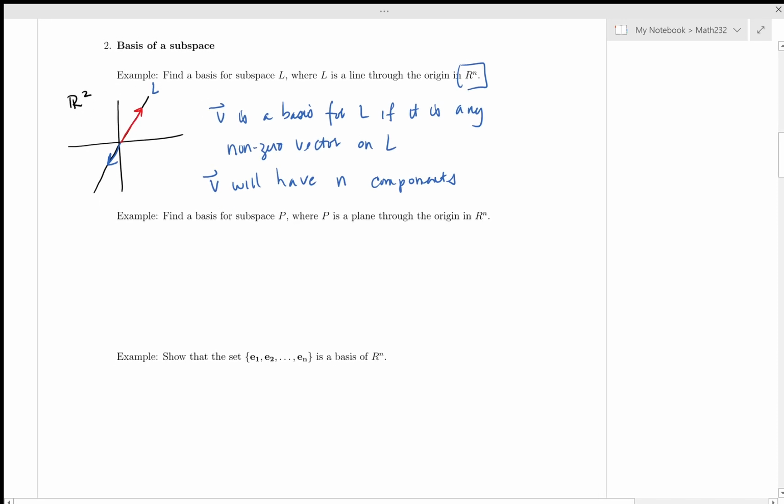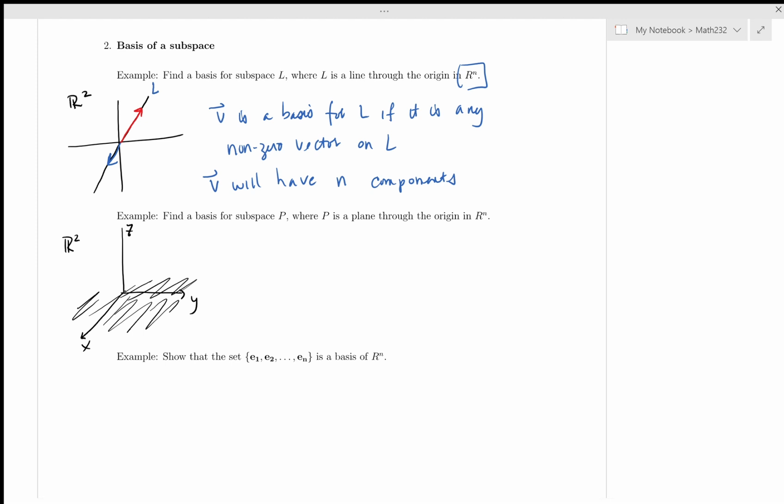Okay. All right, find a basis for the subspace P, where P is a plane through the origin in Rn. Let us just again go back to a lower dimension, at least not in general Rn. Let us just take a look at R3. We'll draw it, and we've got x, y, and z. And we imagine, say, for example, the xy plane. So what would we need to be able to span that plane in R3? Sorry, why did I write R2 here? This is R3.